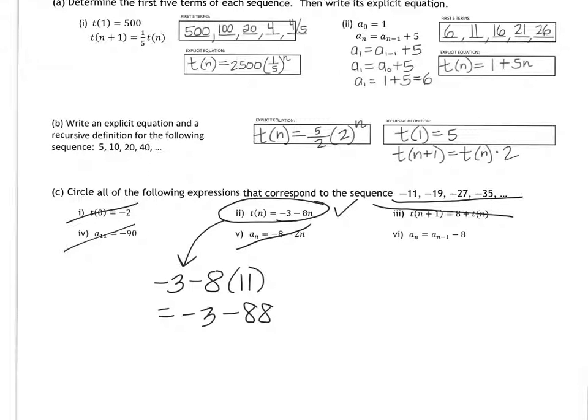All right, number 6 tells us that a sub n is equal to a sub n minus 1 minus 8, or the current term is equal to the previous term minus 8. That is correct since we're subtracting 8 each time to get to the next term.